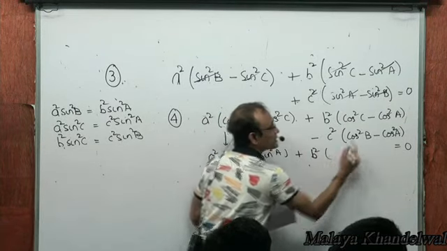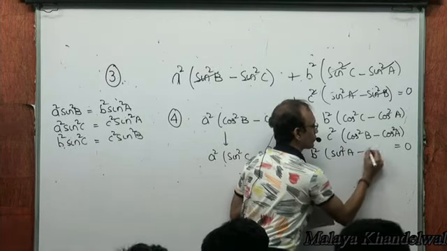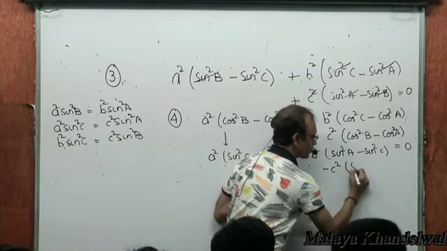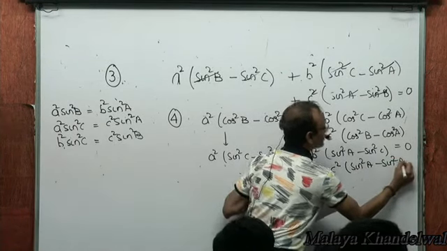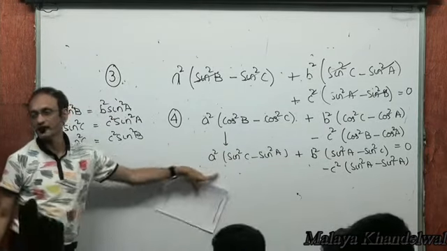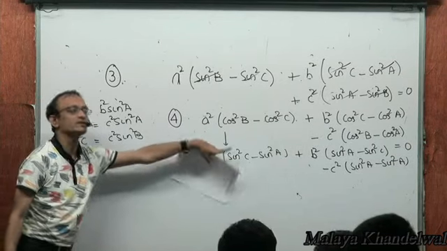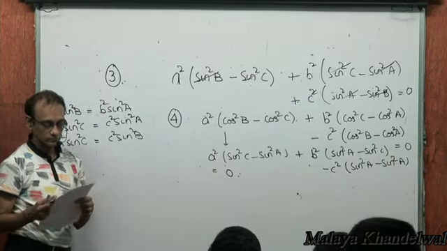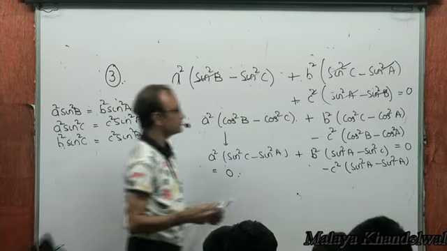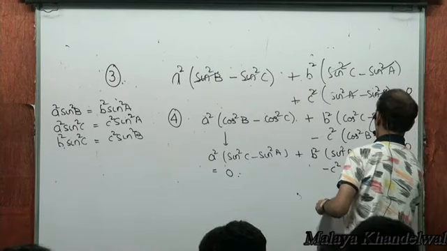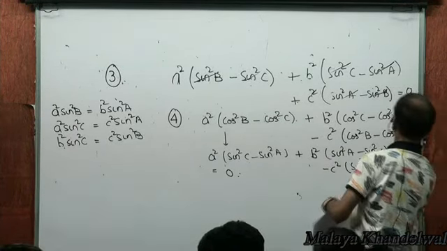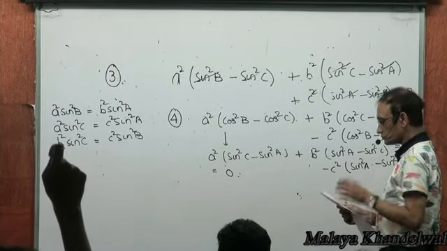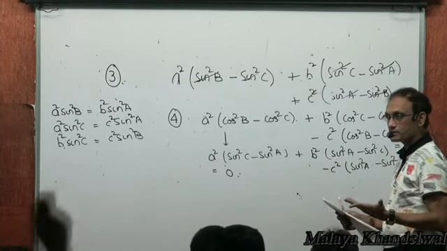Then this will become B squared (sin square A minus sin square C) minus C squared (sin square A minus sin squared B). And again, using the same set of results, all terms will get cancelled. A sin B is the same as B sin A, B sin C is the same as C sin B. Terms would get cancelled in pairs. So 3 and 4 are essentially the same problems. There is no difference.